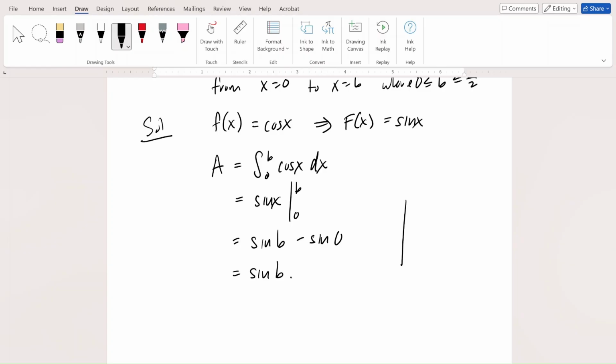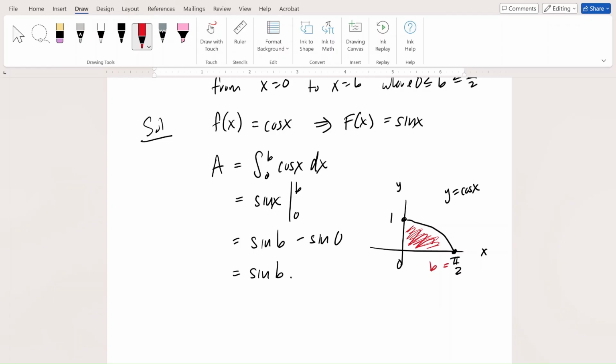Now, if you're trying to visualize this, here's 0, here's pi over 2. My y equals cosine of x function. Here's my x-axis, here's my y-axis. Cosine of 0 is 1, so right here is at 1. And at pi over 2 is 0. So my goal was to find the area under this curve. But this was when b was pi over 2. So this example that I'm showing you right here is when b is pi over 2.